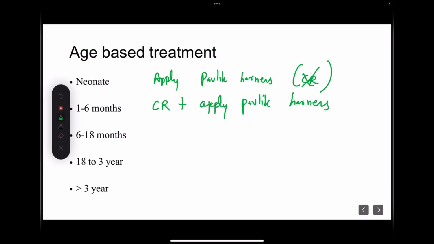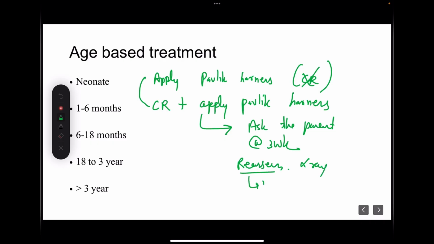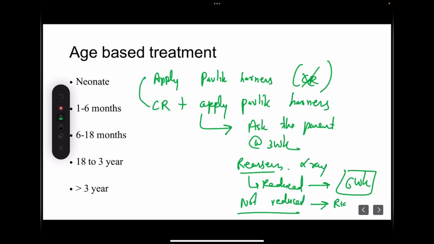But for all these children, whenever we have applied a Pavlik harness, we ask the parent to bring the child at 3 weeks, and we reassess with a radiograph whether it is reduced or not. If reduced, continue it for 6 weeks. If not reduced, we will give a rigid splint, or we can give spica, and then we will again reassess at 3 weeks. If it's still not reduced, we will go for open reduction. This is how we manage neonates and infants.